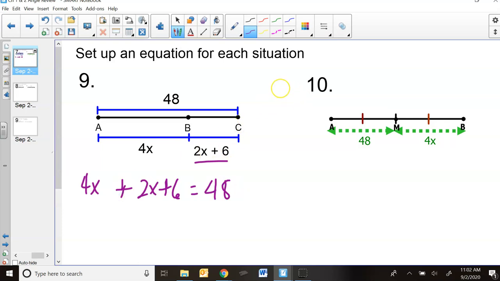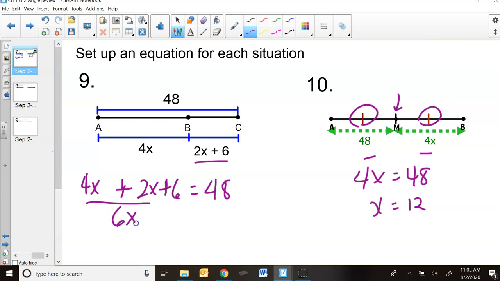Okay, number 10. Go ahead and set up number 10. Okay, since I do have the tick marks telling me that M is the midpoint, I know that these are equal. So I can either say 48 equals 4x or 4x equals 48. It doesn't matter. Divide by 4, so we get x is 12 on this one. I never did solve number 9. I can put those together. 6x plus 6 equals 48. Subtract 6. And so x equals 7 on this one.